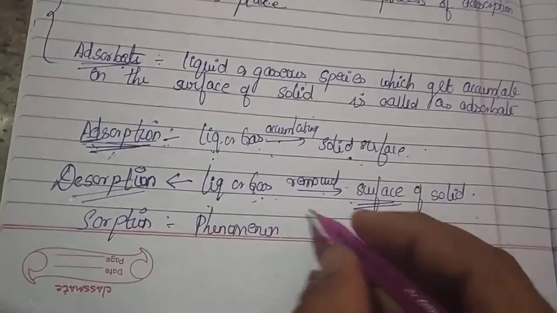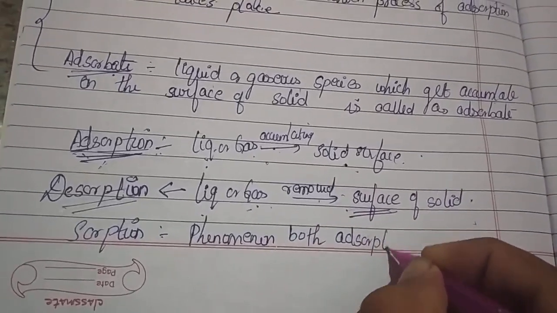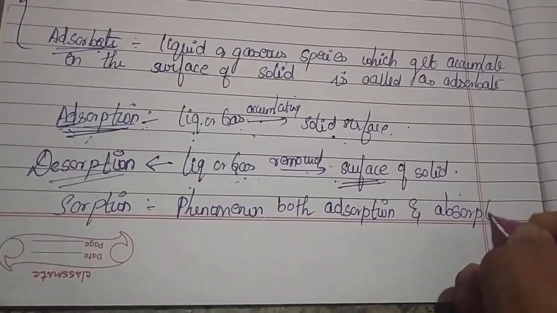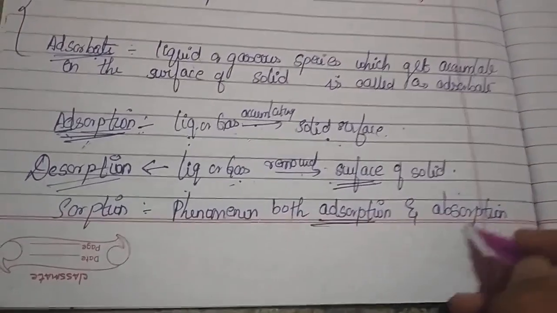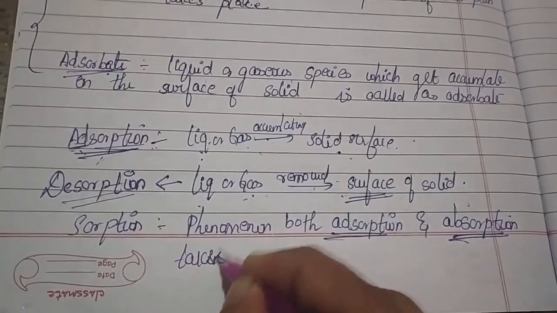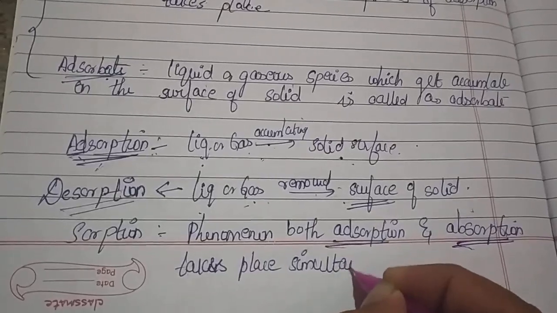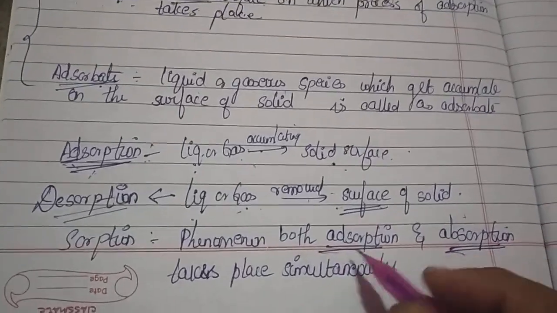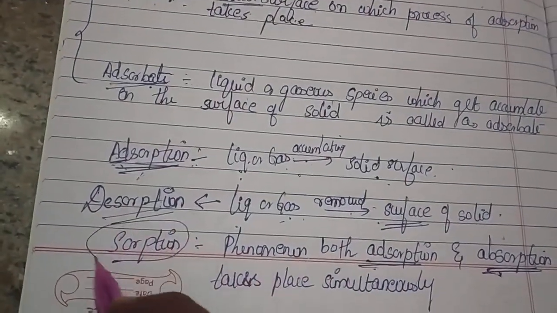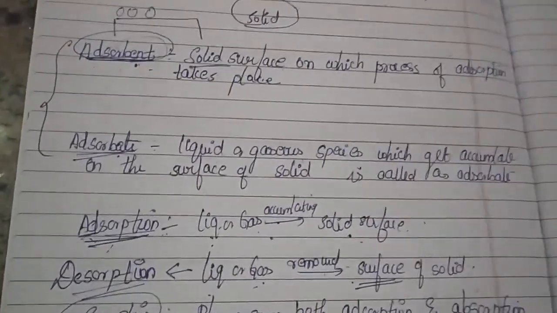Remember, mark my words, it is a phenomenon in which both your adsorption and absorption take place simultaneously. At a time, if both the processes, that is your adsorption as well as your absorption, take place, that phenomenon will be called what? Sorption. Okay, so what are the new terms we have listened to here?